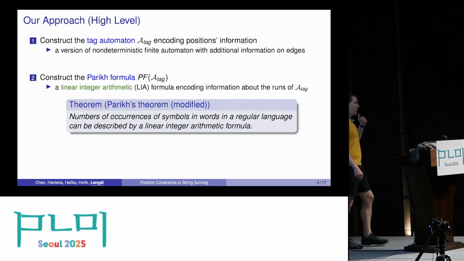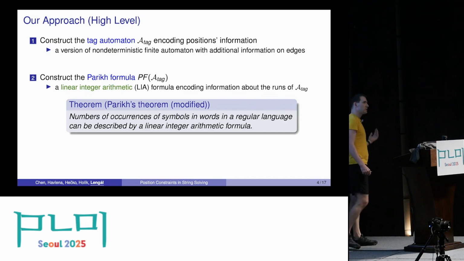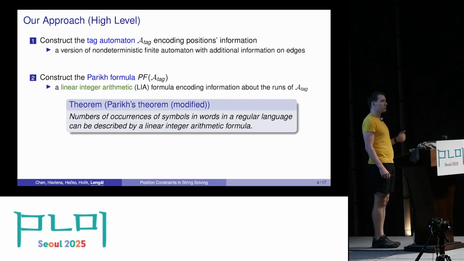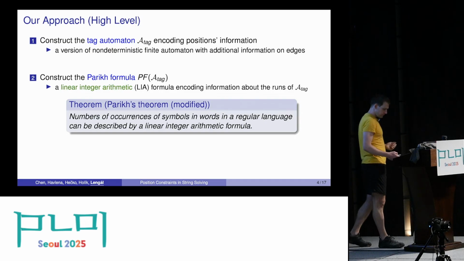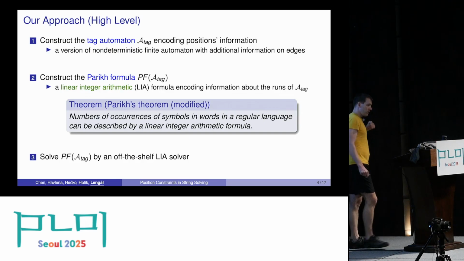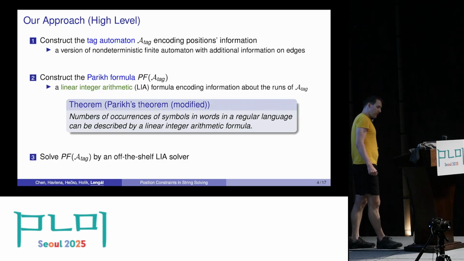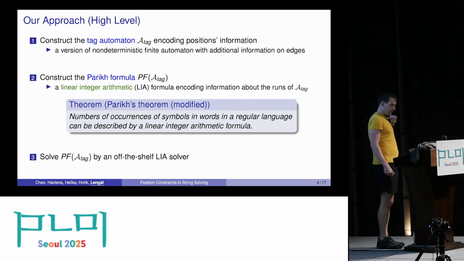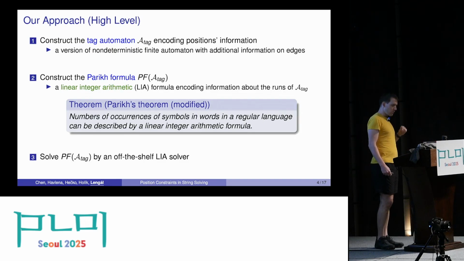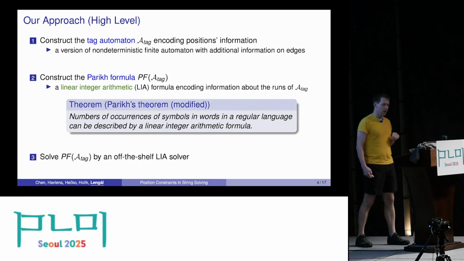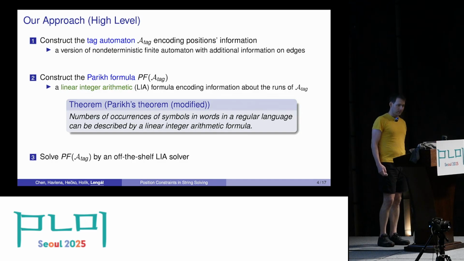So if you have a regular language and you are only interested in the number of occurrences of symbols in the words which are generated by this language, then you can use a linear integer arithmetic formula to encode it. And then we will construct a Parikh formula which will be encoding these constraints into a linear integer arithmetic formula, and then we will solve it by an off-the-shelf linear integer arithmetic solver.